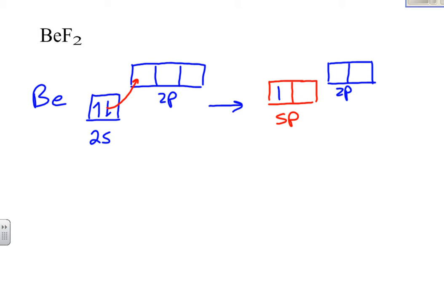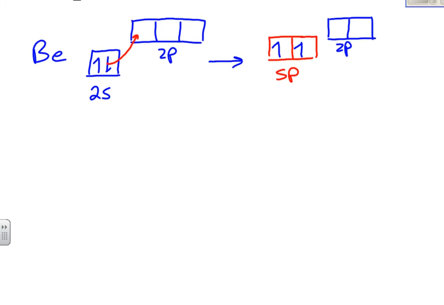Now, we spread the electrons out, and again, if they're at the same energy level, then they're degenerate. So now we have in the beryllium two half-filled orbitals that can overlap with the fluorine's p orbitals that have one electron in them. So let's go down and take a look and see what this looks like.